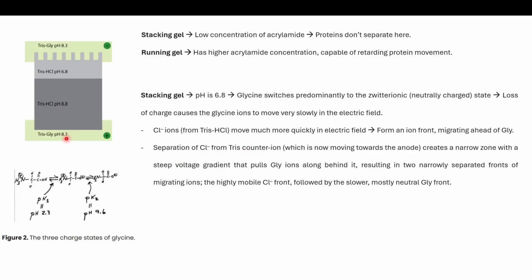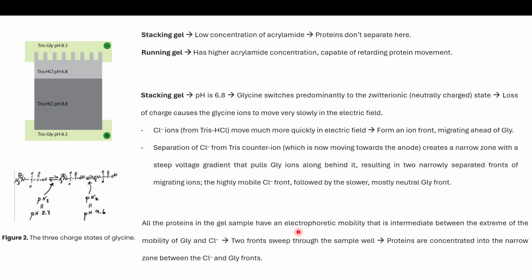So Tris-Cl is there. Tris moves towards the anode, and Cl- moves towards the positively charged electrode. It creates a narrow zone with a steep voltage gradient that pulls glycine ions along behind it, resulting in two narrow separated fronts: a highly mobile Cl- front, followed by the very slow glycine ion, which is in a zwitterionic form, mostly neutral and hence very slow to move in that electric field.